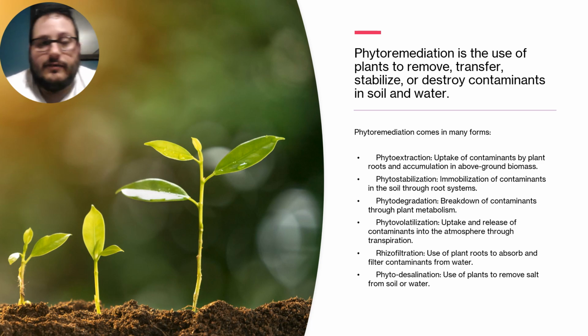There's phytodegradation or phytotransformation, where you're typically taking an organic compound and breaking it down into more simpler forms. There's phytovolatilization, which is kind of the same thing, but you're bringing it up into the leaves where the more volatile aspects of the chemical can be released into the air, thereby leaving the more heavy metal side of that contaminant in the plant itself. There's also rhizofiltration, which is basically cleaning water. And you can also take salt out of the soil or water with phytodesalinization.